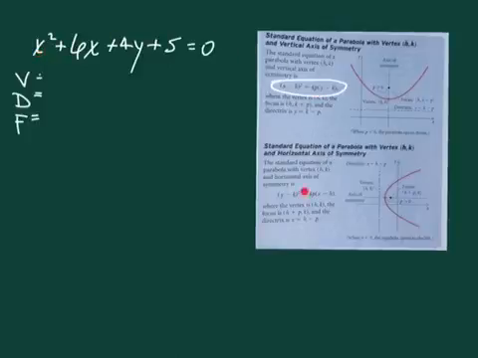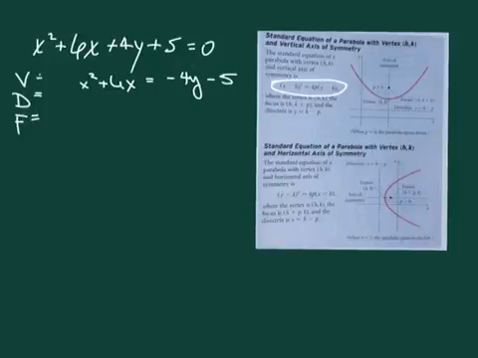So that means we're going to use the equation that has the exponent on the x, which is this one, x minus h, the quantity squared. So we're going to try to get it into this format right there. So what do they have? They have the x's on the left, they have the y's on the right. So that's what we're going to do first. So we're going to write this as x squared plus 6x equals negative 4y minus 5.